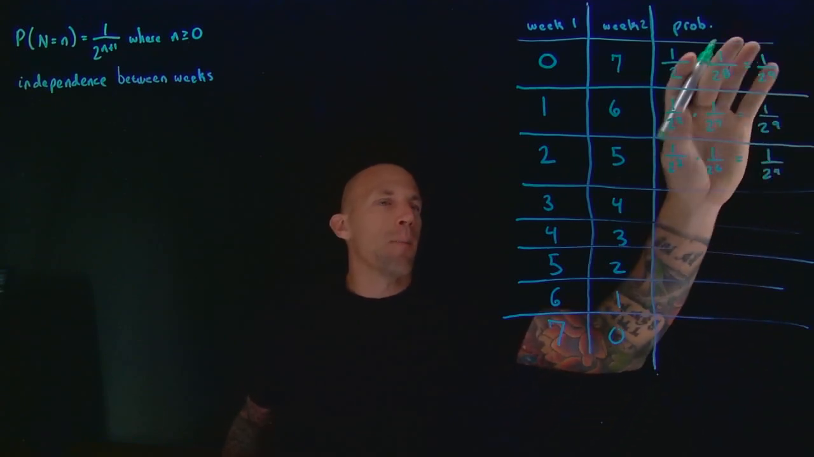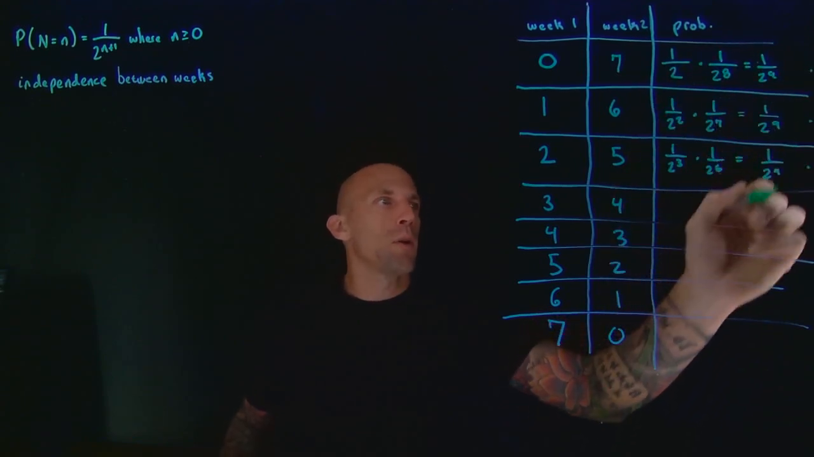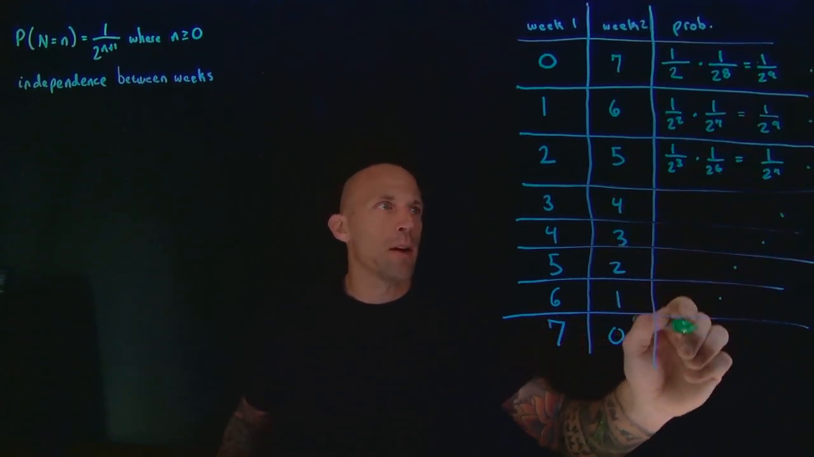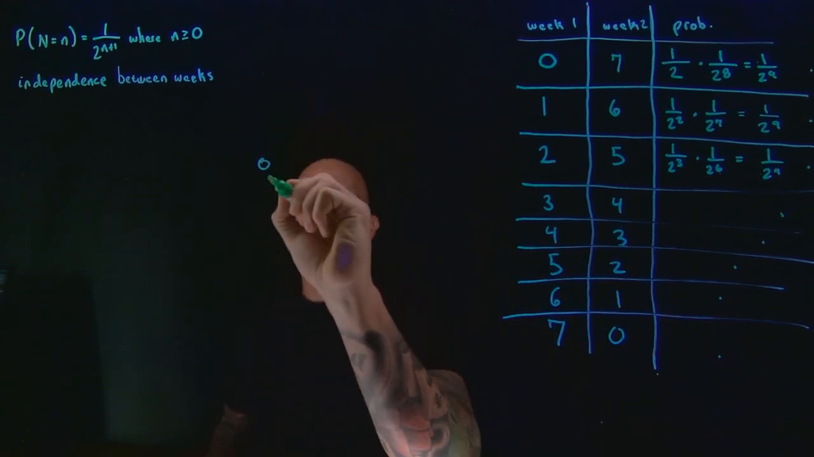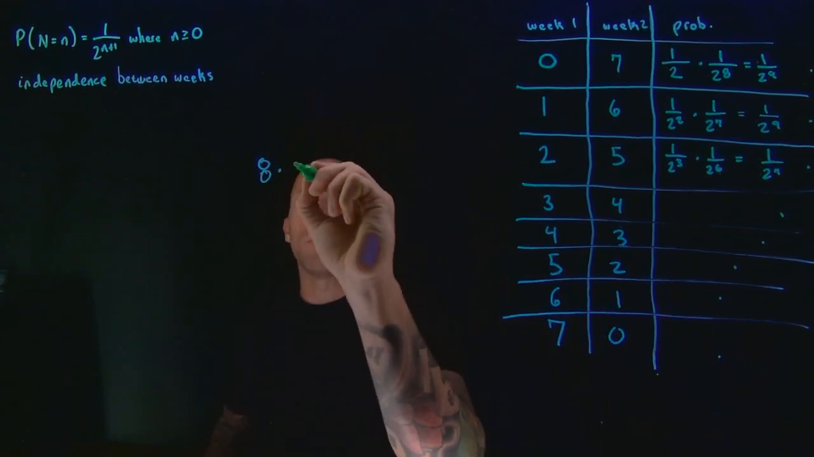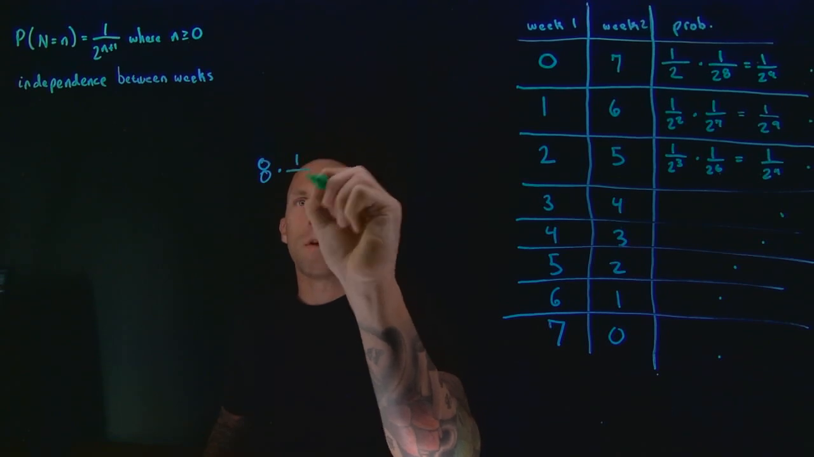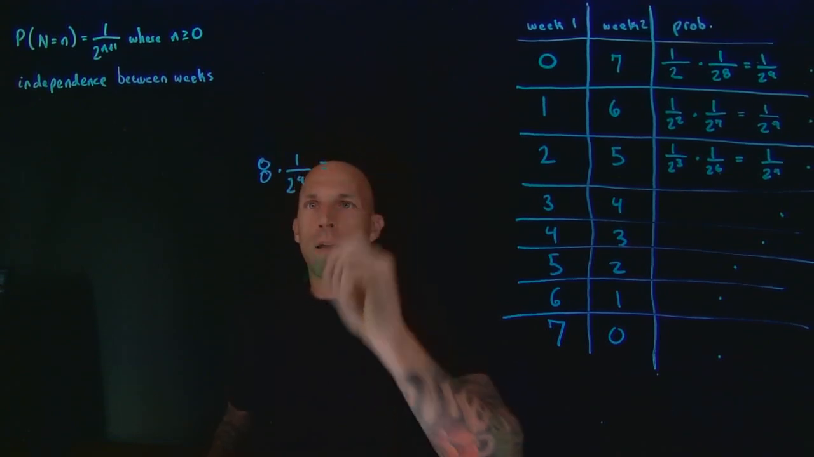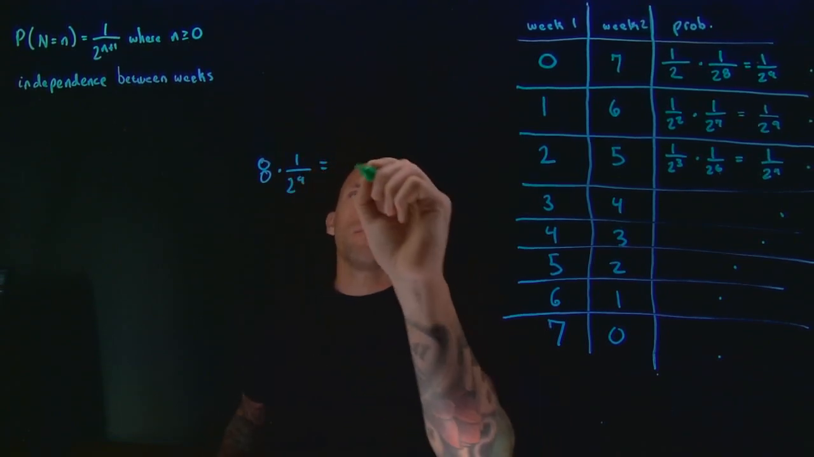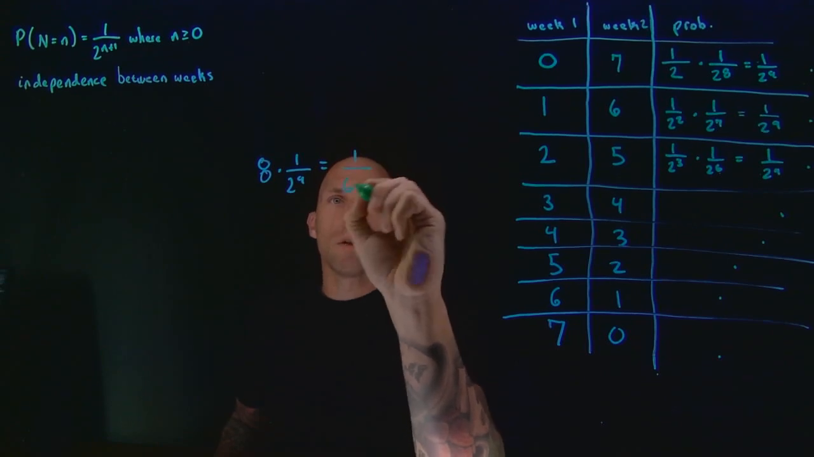And how many cases do we have? 1, 2, 3, 4, 5, 6, 7, 8. So the answer to our question here is 8 times 1 over 2 to the 9th. And if you plug that into your calculator, you're going to get 1 over 64.